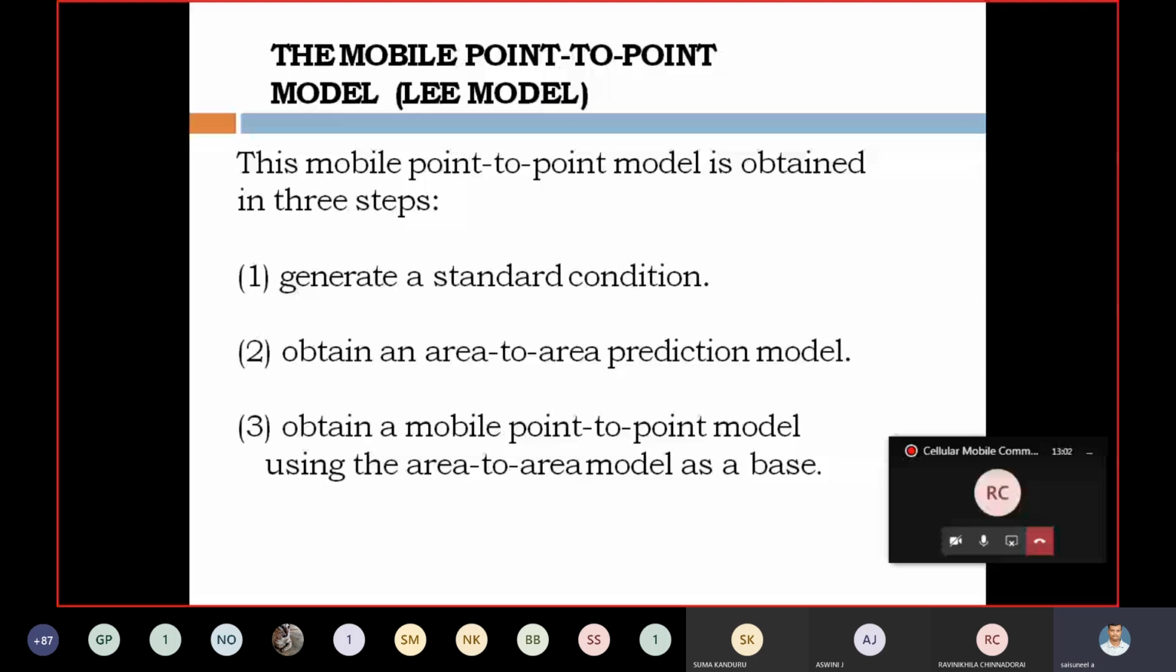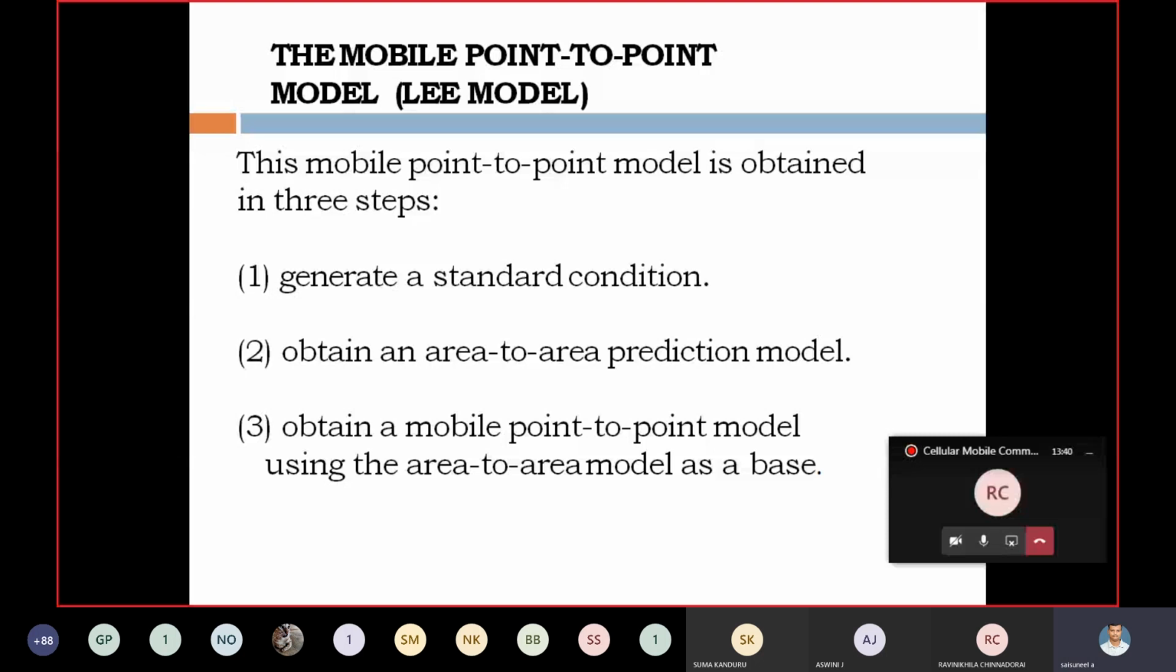They calculate in which location the signal strength is high and in which location the signal strength is low. Based upon this, they increase or decrease the antenna height, that is, the cell phone tower height, depending upon the measured data in your village or location. That is the purpose of the mobile point-to-point model: to calculate the signal strength at different points at the time of installation of a base station.